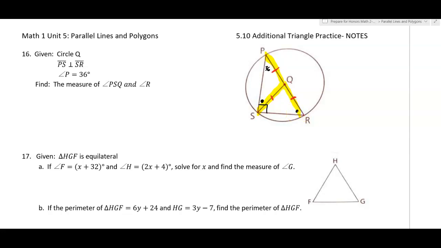So PSQ, right away, if these are congruent, I'm going to use this isosceles triangle and say that PSQ is 36 degrees. Now, angle R, if that's 36 degrees, this angle is going to be 90 minus 36, which is going to give you 54 degrees. If that's 54 degrees, I know angle R has to be 54 degrees also.